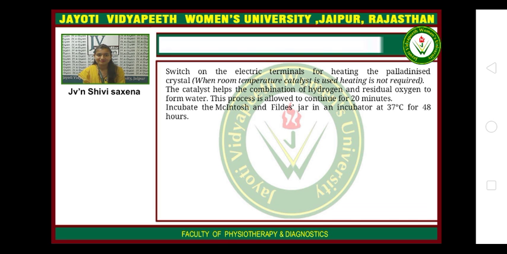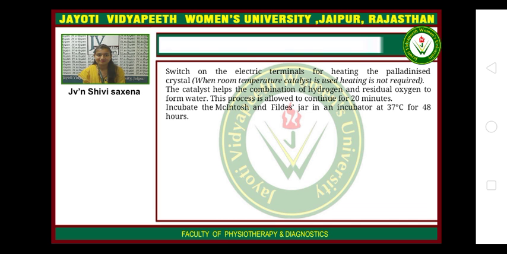The catalyst helps the combination of hydrogen and residual oxygen to form water. This process is allowed to continue for 20 minutes. Incubate the McIntosh and Field's jar in an incubator at 37 degrees Celsius for 48 hours.